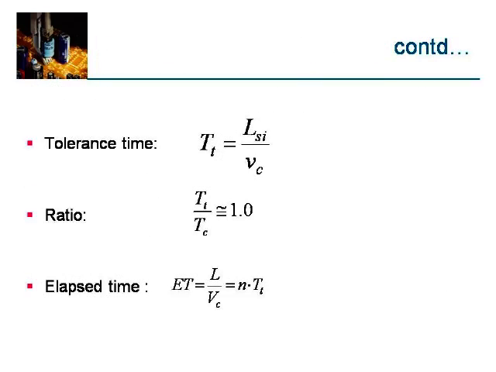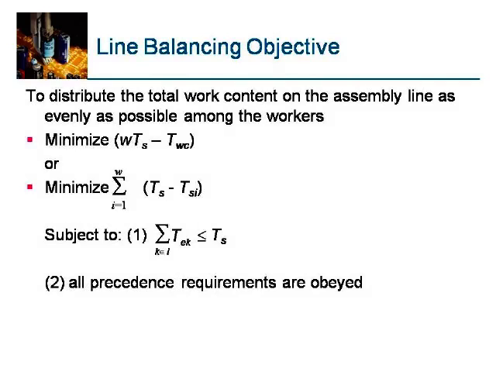Thus, the tolerance time, that means the total amount of time available in a workstation zone, is TT equal to LSi divided by VC. The ratio is TT divided by TC, which should be equal to 100%. Lapse time is ET equal to L by VC, or N into TT. The line balancing objective is to distribute the total work content on the assembly line as evenly as possible among the workers.